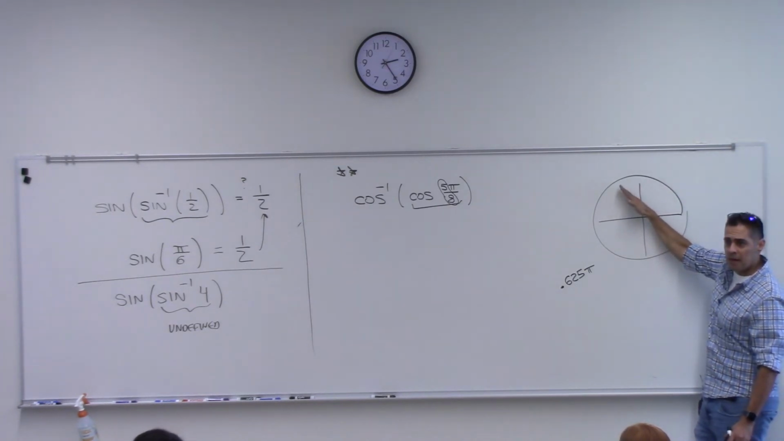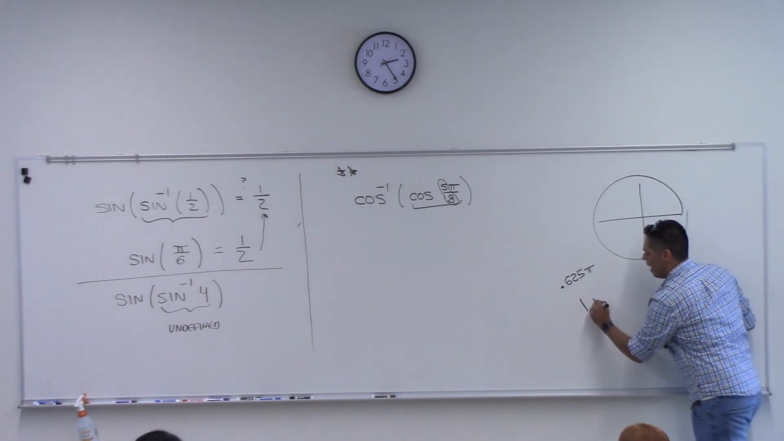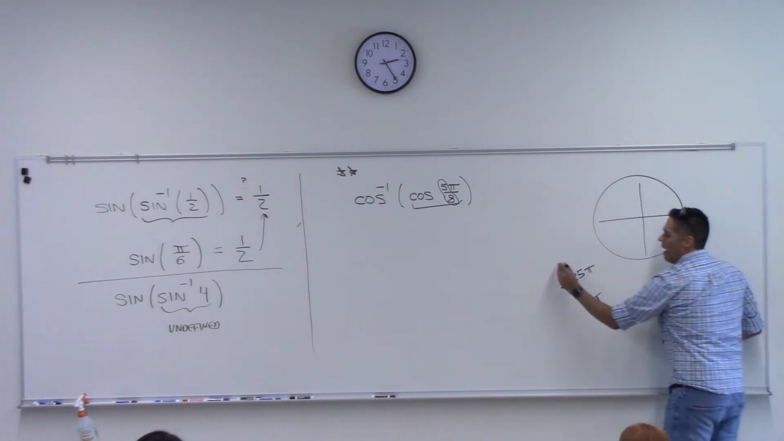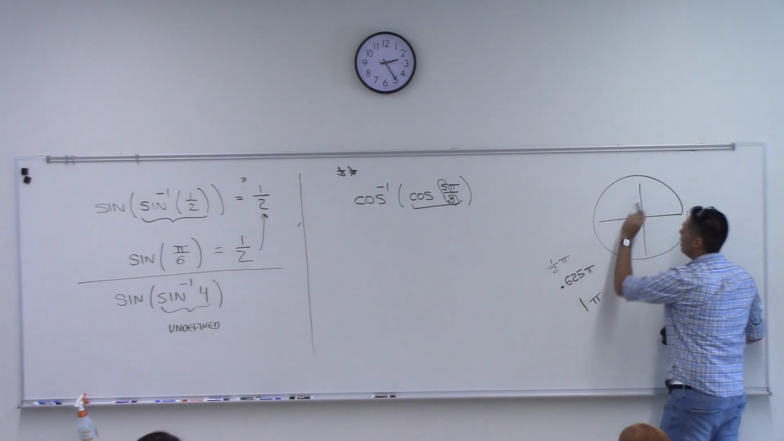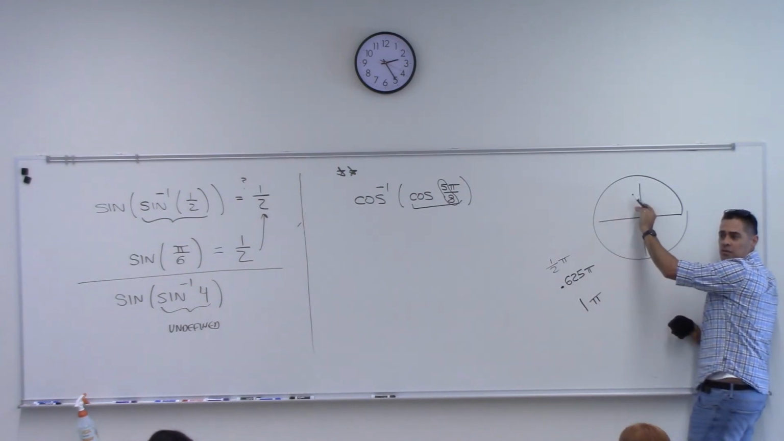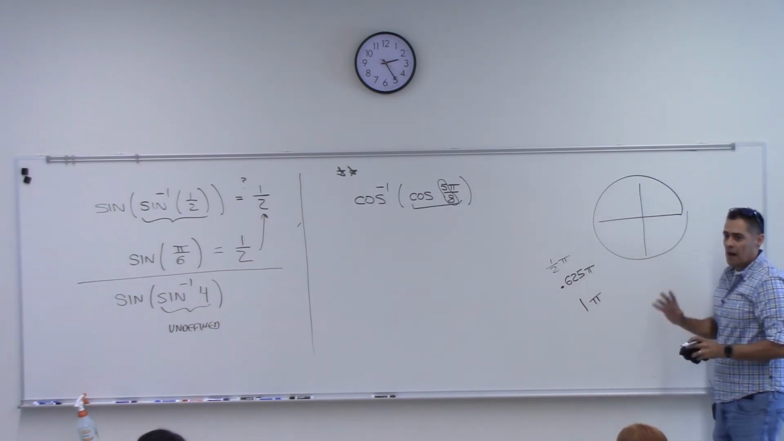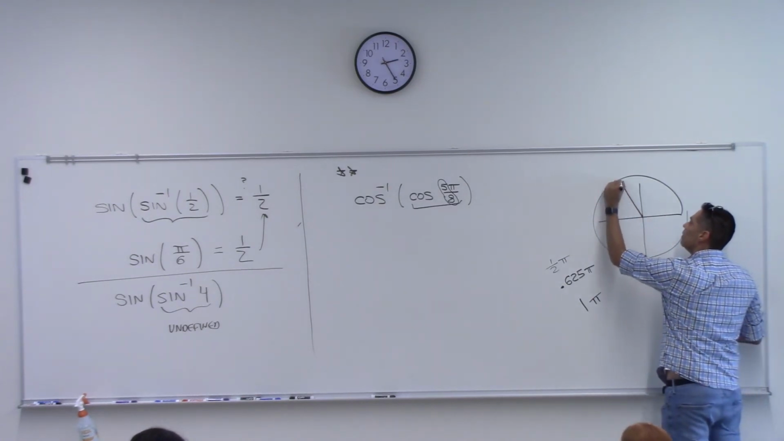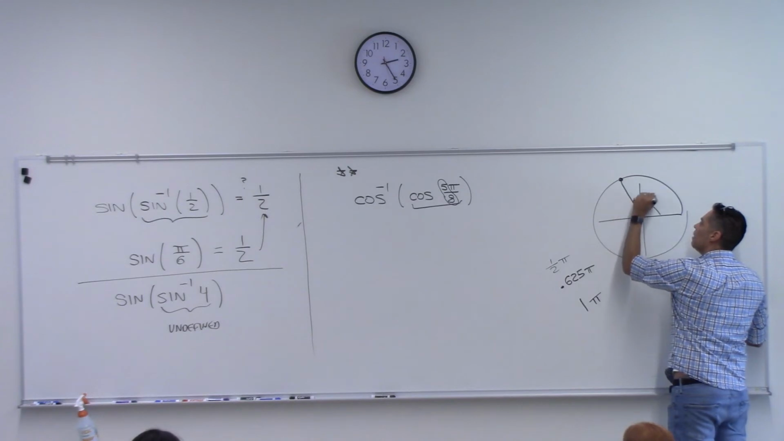This is a little bit bigger, right? That's not quite 1 pi. 1 pi is here, right? Half of pi is there. So this 0.625 is somewhere in between the two, yes? Okay, I don't know exactly where it is, but I can tell you it's in the second quadrant. So that angle right there is 5 pi over 8.